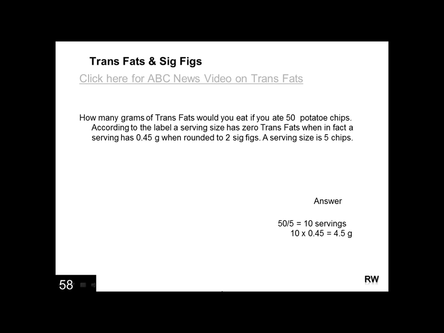Alright, you have 50 chips, which since a serving size is 5, that means you had 10 servings. Each serving was 0.45 grams, so where the label might lead you to believe you had 0 trans fat, you actually ate 4.5 grams of fat, trans fat.